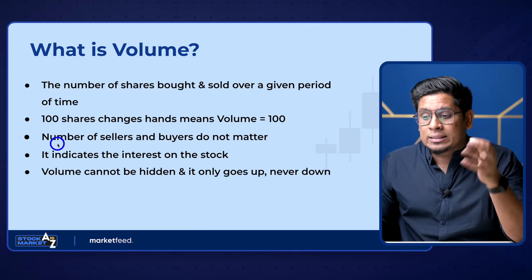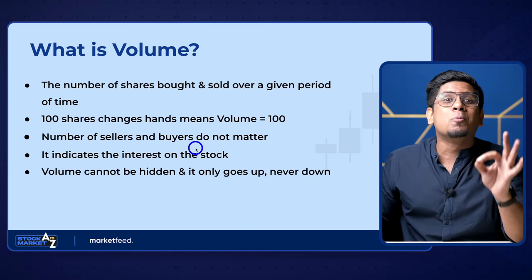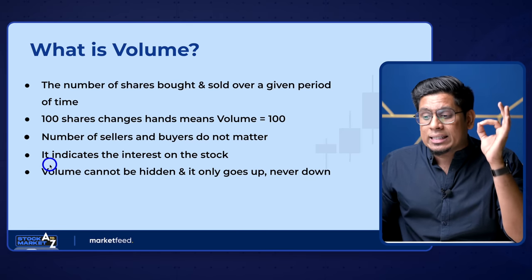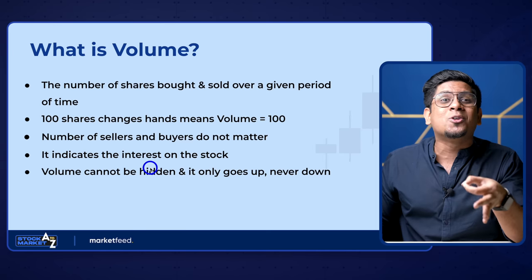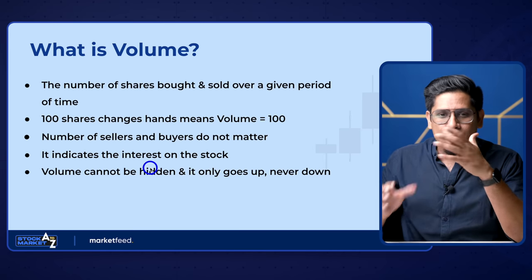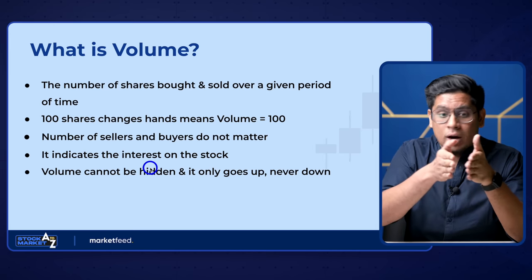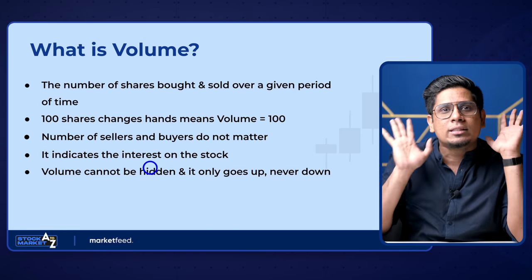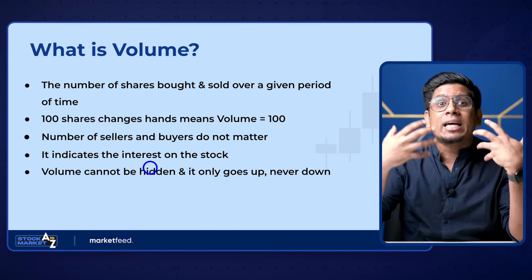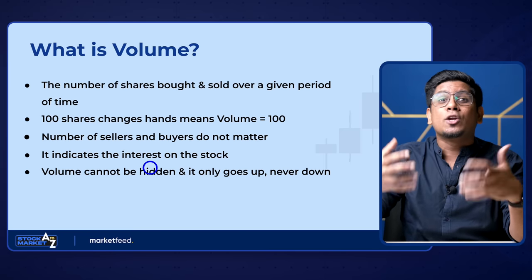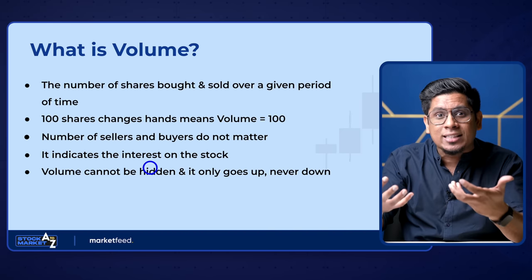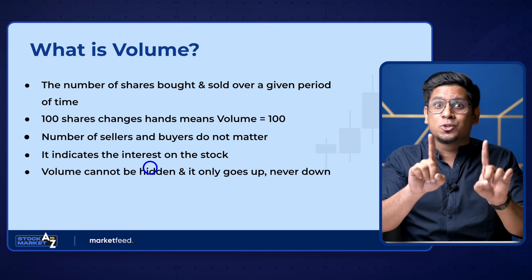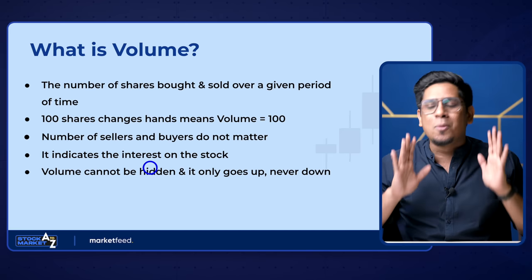So the third point here is that the number of sellers and buyers do not matter. We just talked about it, right? So I hope that is clear. The fourth point here is it indicates the interest in the stock. Now you tell me, if you're looking into a stock and in a 5-minute interval there is huge volume in that stock, what does it mean? A lot of shares are being exchanged, right? It means a lot of selling and buying activity is happening, which means a lot of people are interested in the stock. It has a story to tell. Absolutely. We'll talk about that in the coming slides.